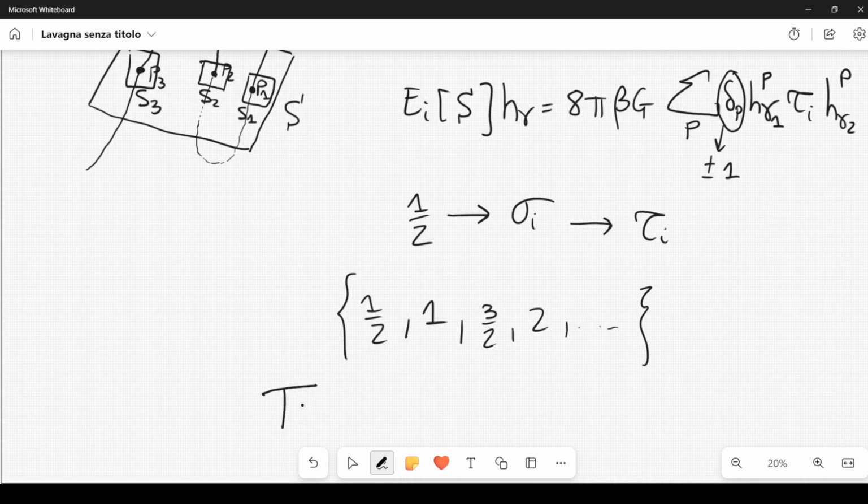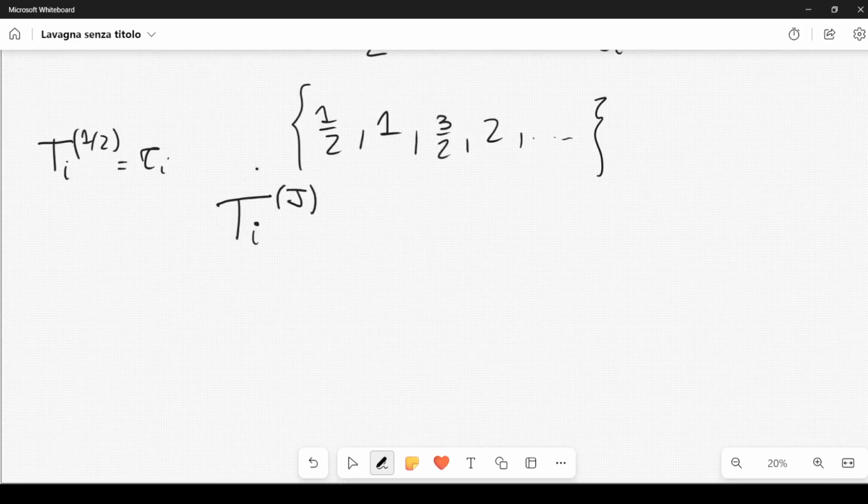So I will denote them by T_I. So these are generalizations of this tau I here. And here I'm also putting a superscript J, and this represents spin. So, for example, T_I^(1/2) will simply be tau I. The index I, of course, goes from 1 to 3, so it can take only the three values 1, 2, and 3. And these operators here, these generators, satisfy the following conditions.